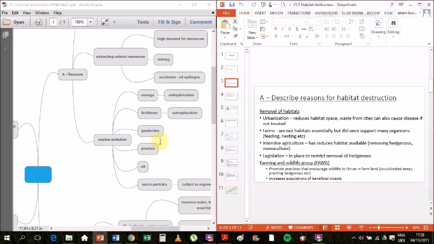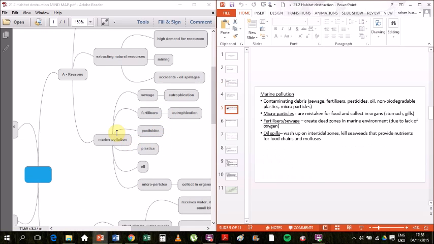On the note of marine pollution, these are all the things that can affect it. Marine just means the aquatic animals, so like all your fish and whatnot, and the plants that grow in the sea. Sewage, fertilizers, pesticides, plastics that don't biodegrade, so just stay in the environment for years and years and years. Oil and microparticles, these are all the things that affect marine pollution.